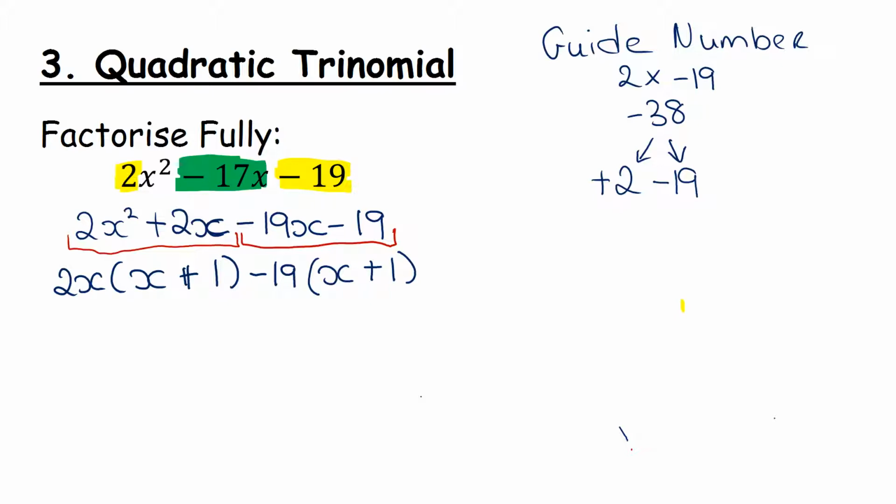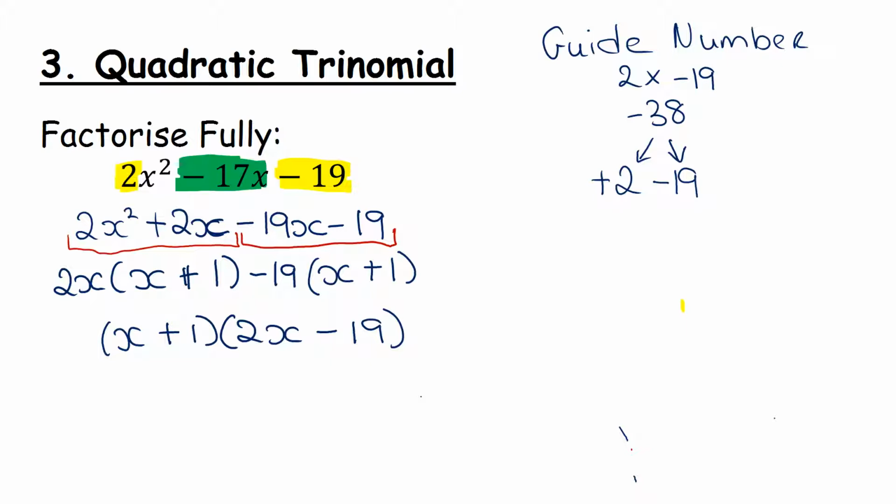So now is our check. When we are using grouping as a method of factorization, we always check to ensure that our two brackets are the same. In this case they both are. We have an x plus 1 and x plus 1. So that's now common, so we can take that out, and that will leave me with a 2x minus 19. And that is a quadratic trinomial fully factorized.